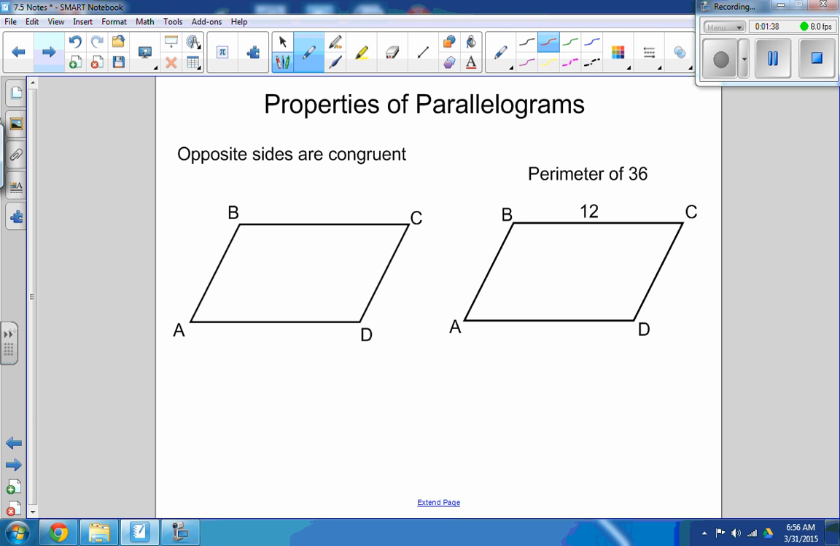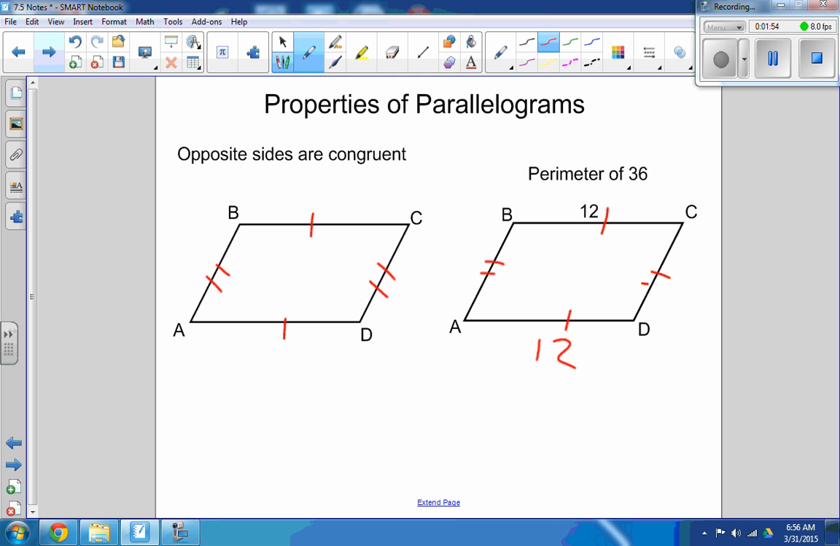Opposite sides are also congruent. So BC is congruent to AD, AB is congruent to CD. All right, so let's look at this next one. We have the perimeter is 36. So I know these are congruent, so it's got to be 12.